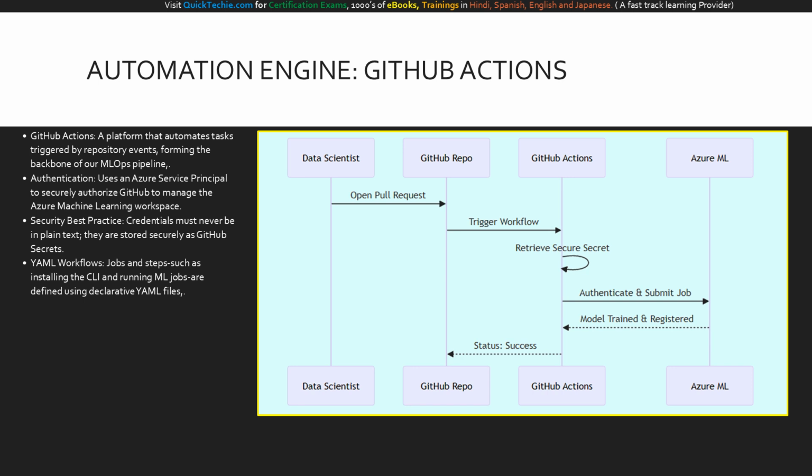To let GitHub talk to Azure Machine Learning, we create a service principal. We absolutely never store these credentials in our code. Instead, we lock them down using GitHub secrets. Once authenticated, we define our workflows using YAML files, detailing the exact steps required to check out the code, sign into Azure, and trigger the remote machine learning training jobs on Azure Compute.